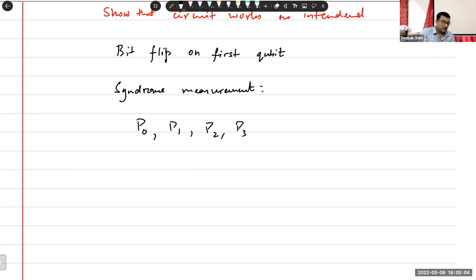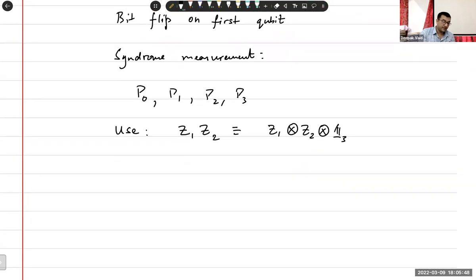Now, instead of using these projectors, let's say that we use a different set of observables. These observables are as follows: Z1, Z2, Z1 product Z2. Whenever I have an expression of this form, what does this actually imply? Z1 is acting on the first qubit. Z2 is acting on the second qubit. And what is acting on the third qubit? Identity. So we'll be using this kind of notation.